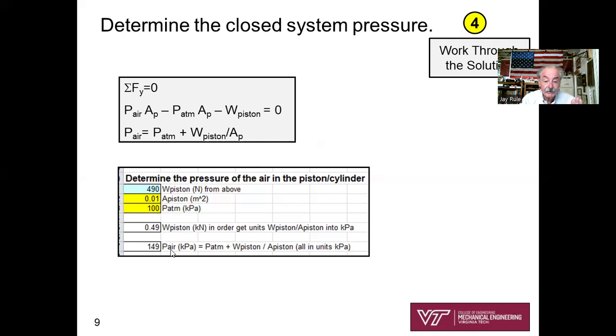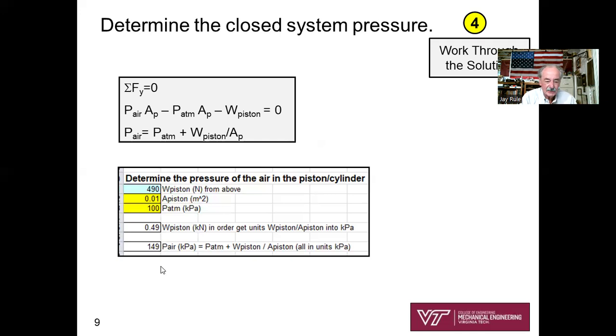So P of the air equals P1 equals P2 is going to be equal to 100 plus whatever that turns out to be, and that's 149 kPa. So 0.49 over 0.01. There we go, so that math is right. 149 kPa is the pressure of the air contained within the piston and cylinder. I'm not there yet. That's not even the requested item.